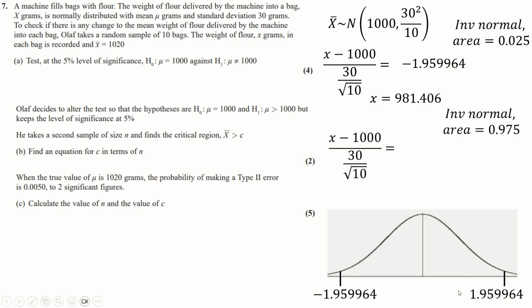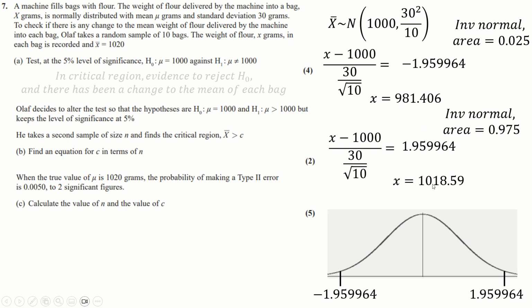We, of course, just get 1.96 positively. Here again, you multiply this out by 1000 and you end up with this. So this is kind of like our confidence interval. And we've got a mean of 1020, which is outside of this interval, and therefore we will reject H0. And there's evidence that there's been a change in the mean of each bag.